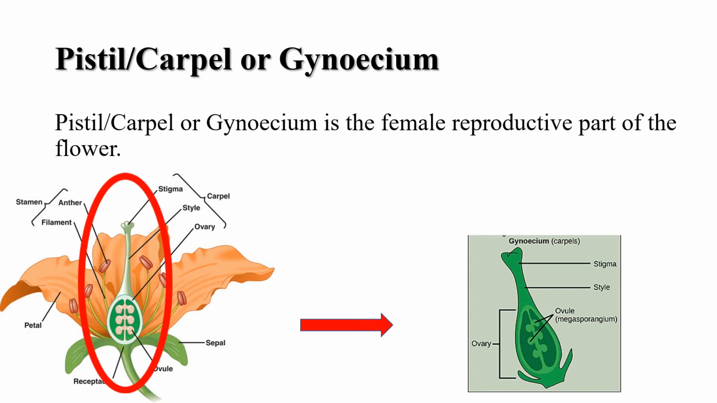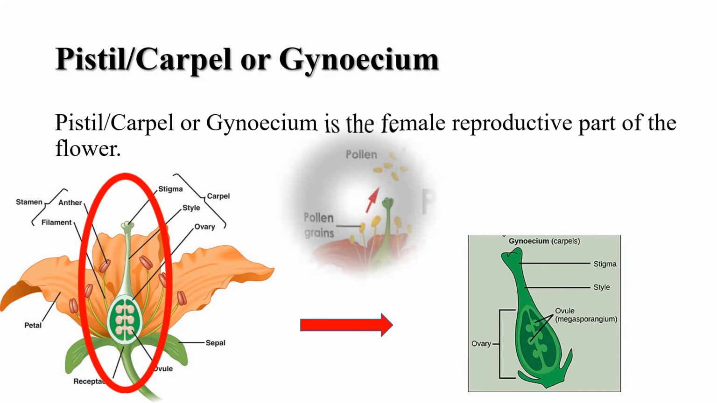The upper part is called the stigma, and the middle part, which is a thin cylindrical structure, is the style, and the lowermost part, which is an oval swollen structure, is the ovary. Inside the ovary there are ovules that produce the egg, which is the female gamete. Students, in flowers the sexual reproduction process starts with the transfer of pollen grains from anther to stigma by air, water, insects, etc. The male and the female gametes fuse together to form a new cell called the zygote.